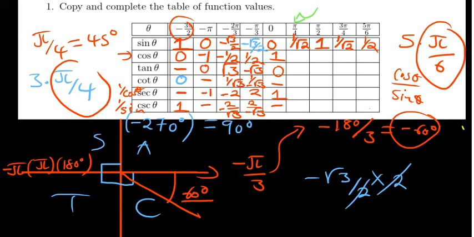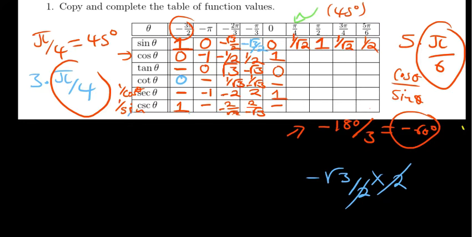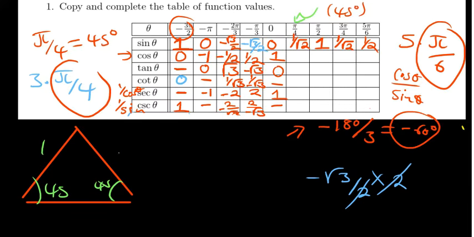We are now back on the 45. Pi over 4 is 180 divided by 4, which is 45. So I hope you've not forgotten the 45 triangle. It's a very simple triangle. This is a case where two sides are equal. The hypotenuse is root of 2. So we have 45, 45. 1, 1, root of 2.